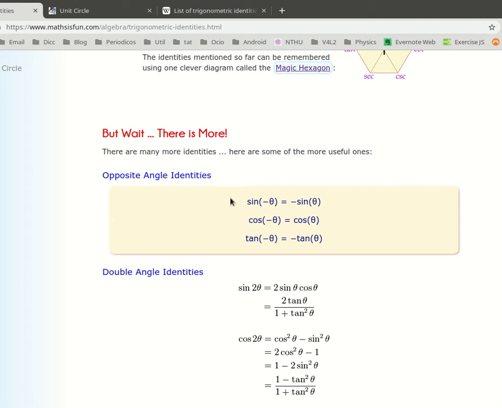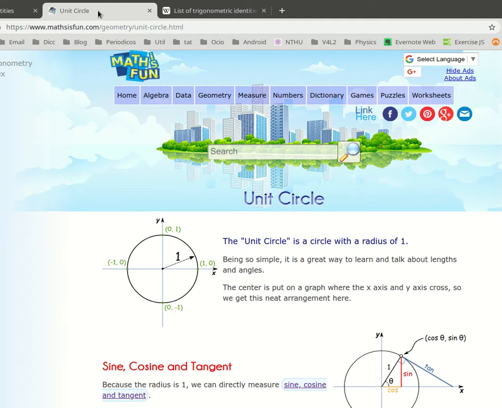This is also very important. The sine of the negative angle is equal to minus the sine. To remember this, sometimes I don't remember it like this. Usually the best way is to check the unit circle.